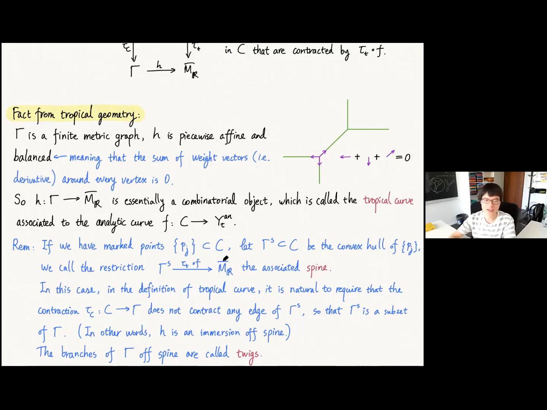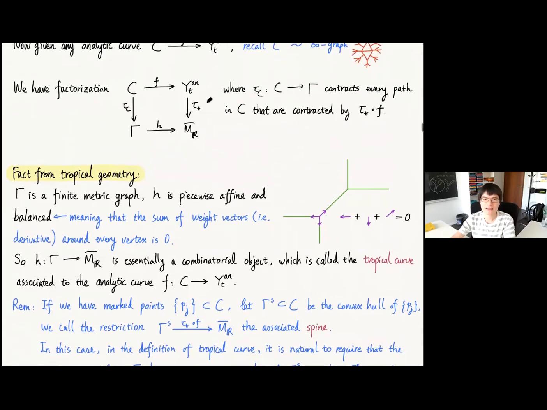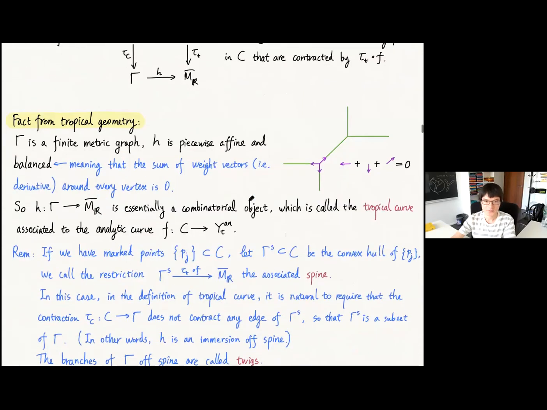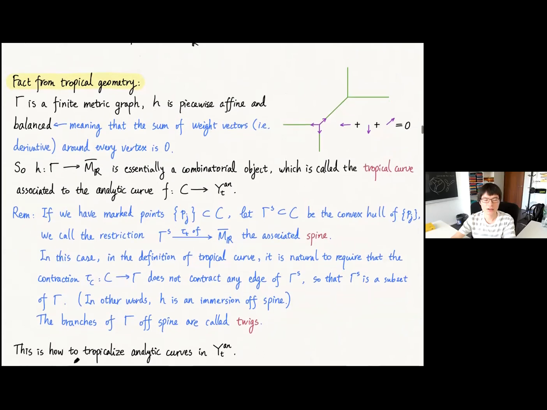Otherwise, the spine will no longer be part of the tropical curve, and it's difficult for some reasonings. So we just relax a little bit on the immersion condition for the tropical curve. But we ask in the definition of tropical curve that this should contract every path, because otherwise, of course we can contract less, but there's no canonical way of choosing what to contract or what not to contract. This is how to tropicalize analytic curves in the analytic toric variety.